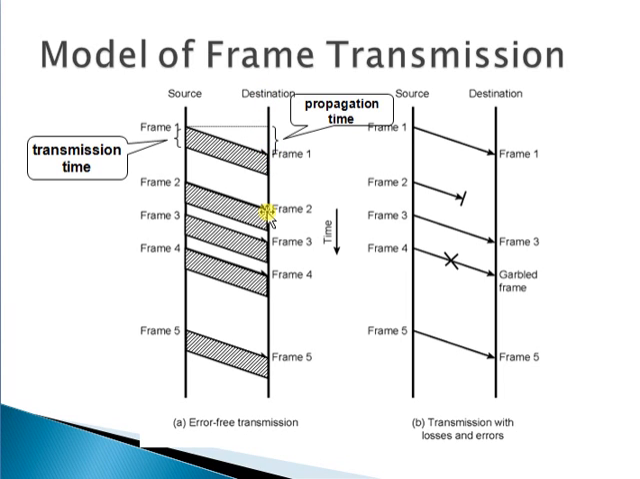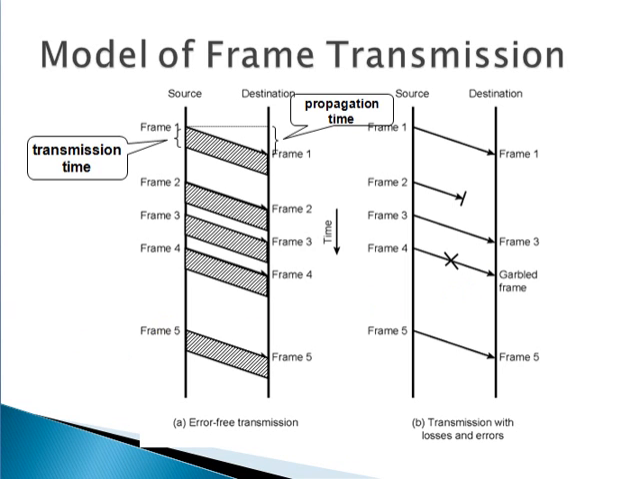And this vertical line indicates the time. Here we can see some errors. Frame 2 has not yet reached the destination, and frame 3 as well. It's not frame 4, but a garbage frame that has entered the destination.